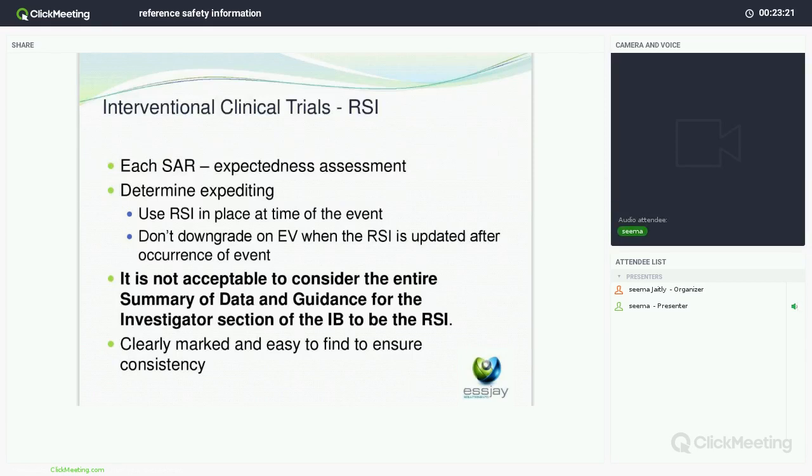So you could add something to the reference safety information, and now that reaction becomes expected. You wouldn't downgrade that, you would keep that as unexpected. And it's important that you don't use anything else apart from the reference safety information to make that decision. You shouldn't use anything else from the investigator's brochure. And as I said previously, it should be clearly marked, easy to find, to ensure that there's consistency in the decisions that are made with regards to SUSARs.